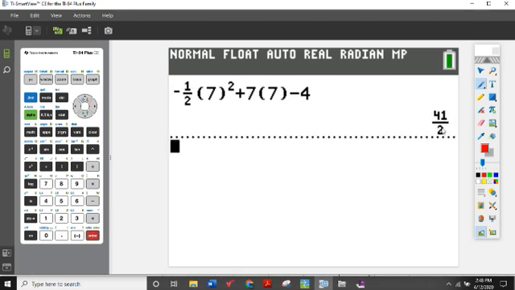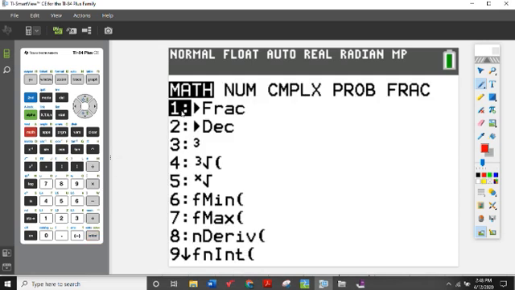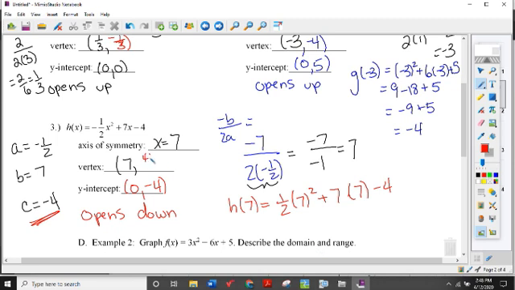And I get the fraction 41/2. Now, if I hadn't used that 1/2 there, I might have gotten a decimal. So remember, if you want to change something from a decimal to a fraction, it's under math, number 1, and that would change whatever is in your calculator into a fraction. So this would be 41 halves, and this one would be okay. You could also think of this as 20 and a half, or 20.5.